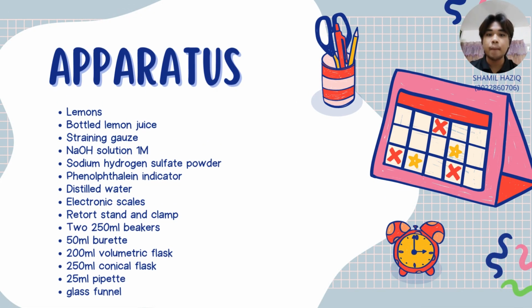Next, which is the apparatus that we use. The first one is lemons. Next, the bottled lemon juice, straining gauze, NaOH solution 1M, sodium hydrogen sulfate powder, phenolphthalein indicator, distilled water, electronic scales, retort stand and clamp, 2 250 ml beakers, 50 ml burette, 200 ml volumetric flask, 250 ml conical flask, 25 ml pipette, and the last one is glass funnel.